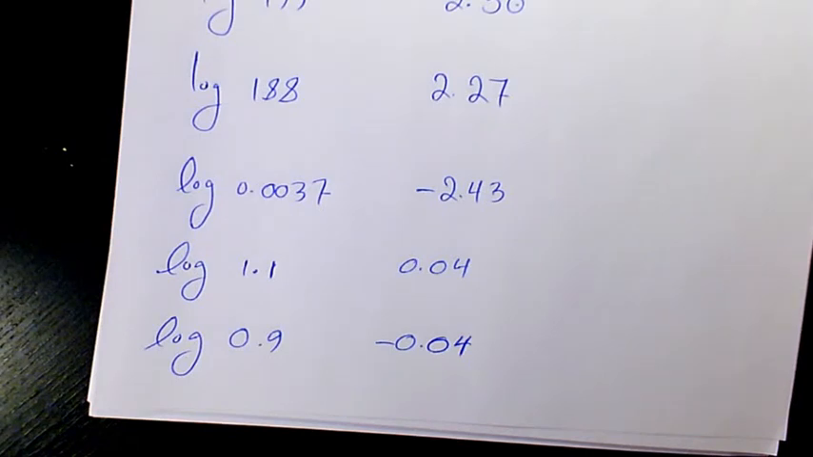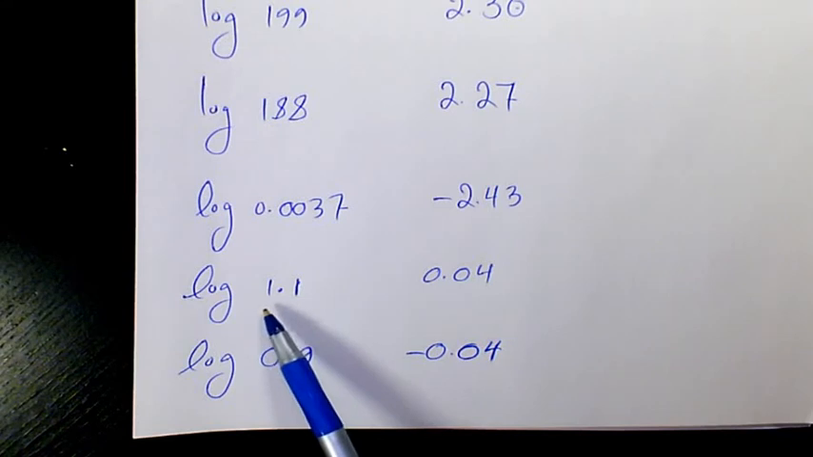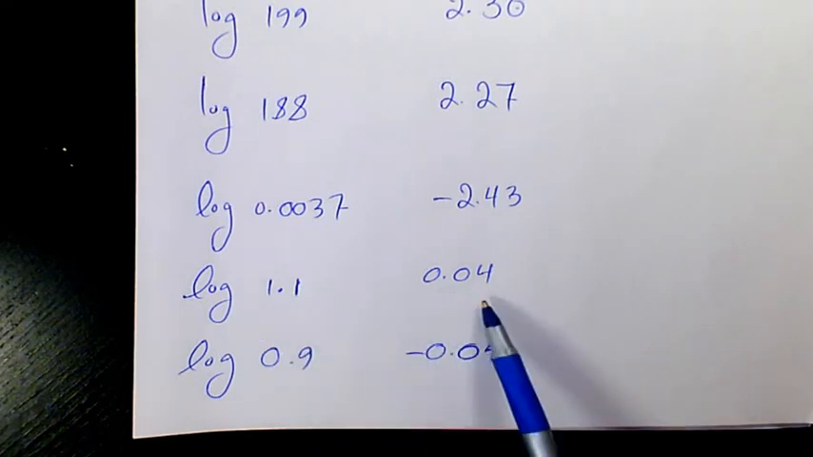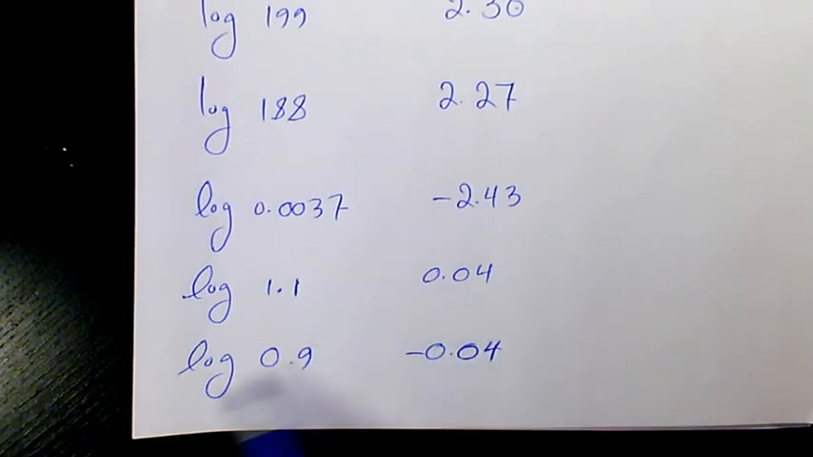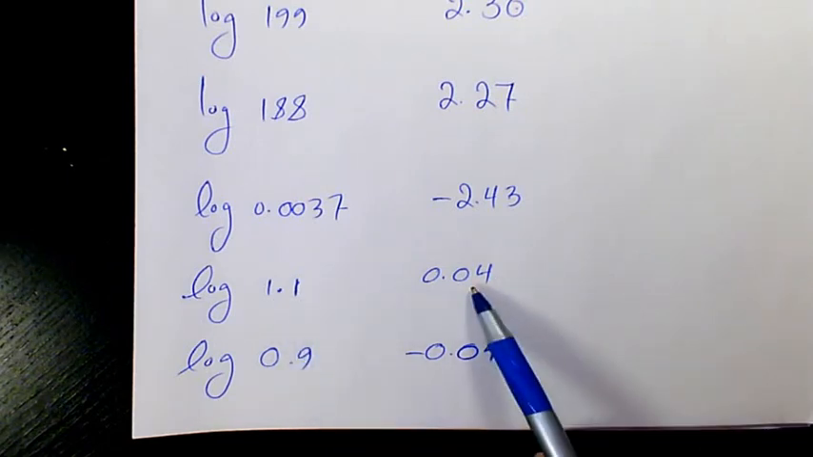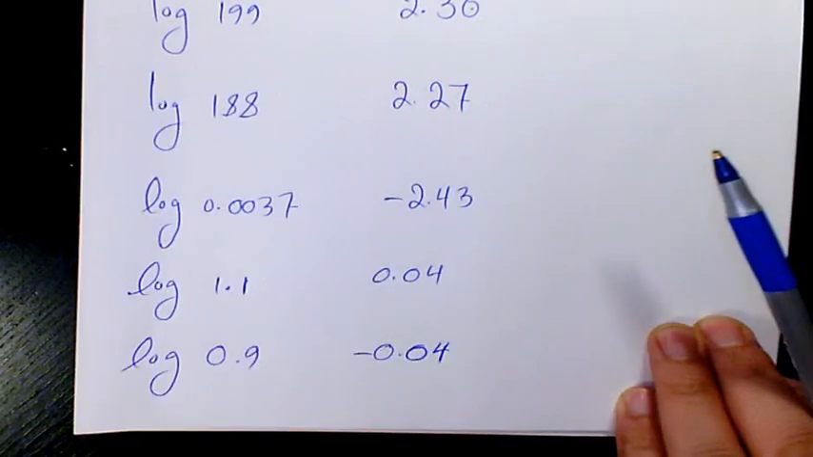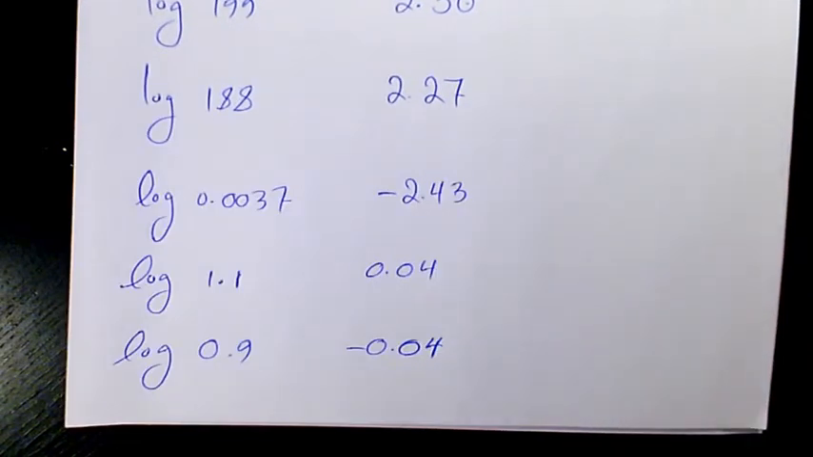So as you see here, for any number greater than 1, the answer is going to be positive. And for any number less than 1, the answer is going to be negative. And we know log of 1 is 0. So that's why any number greater than 1 is going to result in a positive number. If it's less than 1, it's going to give you a negative number. So this is the basics of logarithm functions.